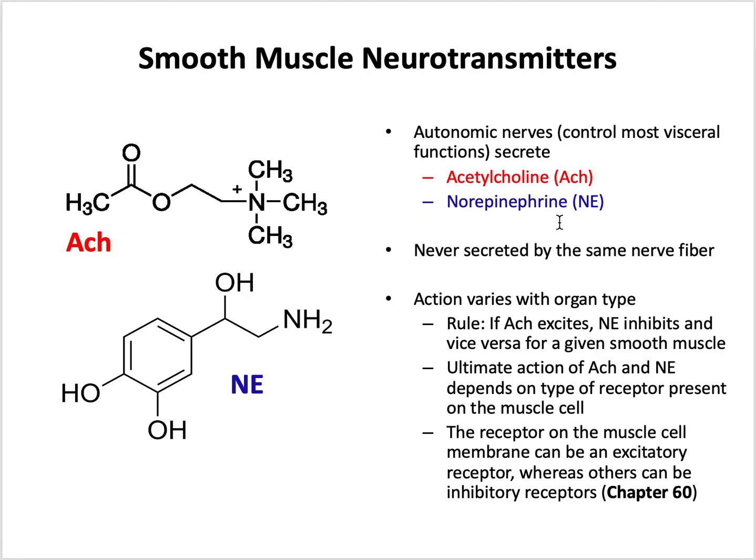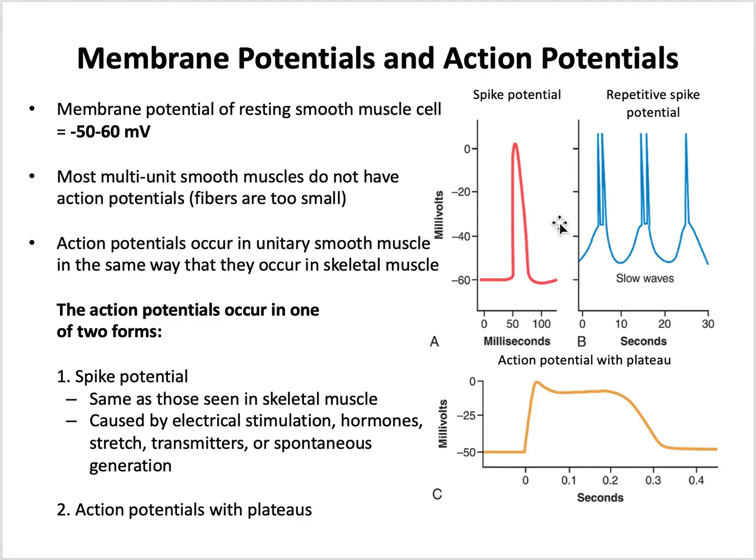It depends on the receptors that are present, right? So if it's a receptor that causes inhibition, or if it's a receptor that causes excitation, we can get different results. So I hope that makes sense. It depends on the smooth muscle, where it's located, and what receptors are present, whether acetylcholine will have excitatory or inhibitory, or if norepinephrine has excitatory or inhibitory. Okay? So it all depends on the receptors that are present.